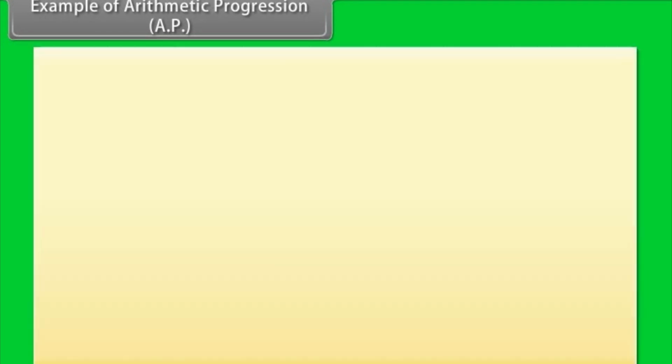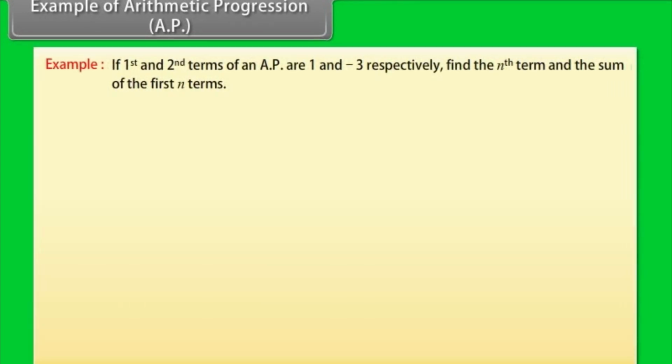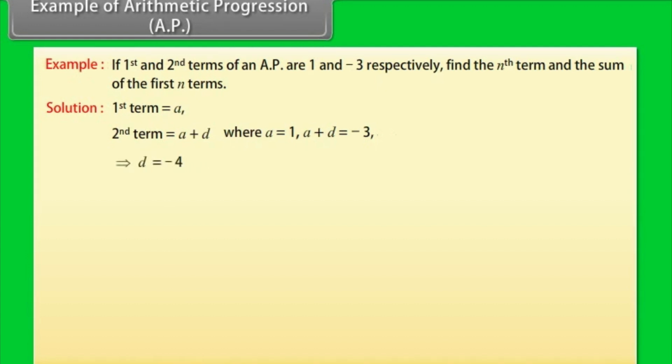Example of arithmetic progression, AP. Example: if the first and second terms of an AP are 1 and minus 3 respectively, find the nth term and the sum of the first n terms. Solution: let the first term be A, and the second term be A plus D, where A is equal to 1 and A plus D is equal to minus 3. It implies D is equal to minus 4.